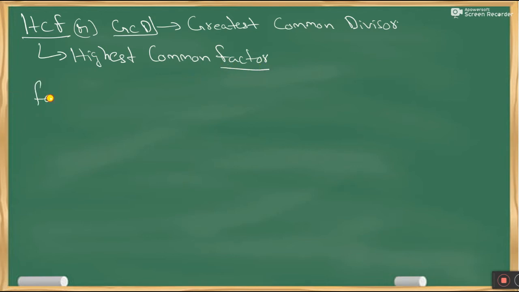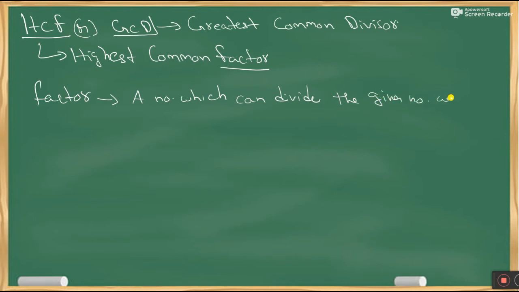So what is a factor? What does this mean? So a factor is nothing but a number which can divide the given number with no remainder. That means the remainder will be 0. So that is about factors, and we have to see what the common factors are. So let me take the same example. So let's say 24, 36.